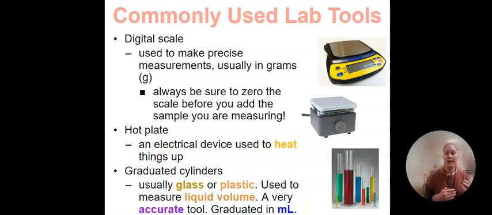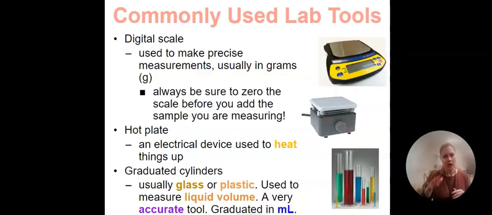So continuing with our notes on lab safety and common laboratory equipment, we're going to look at the different lab tools that you might be using in our labs and experiments. One of the most common lab tools that we will be using is our digital scale. Our digital scale looks kind of similar to the one pictured here, this yellow scale, not nearly as fancy. But we will use it in order to make precise measurements. We'll typically measure in grams.